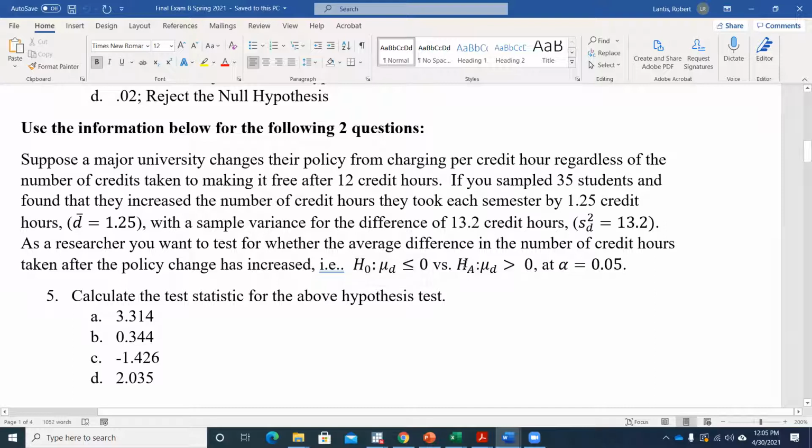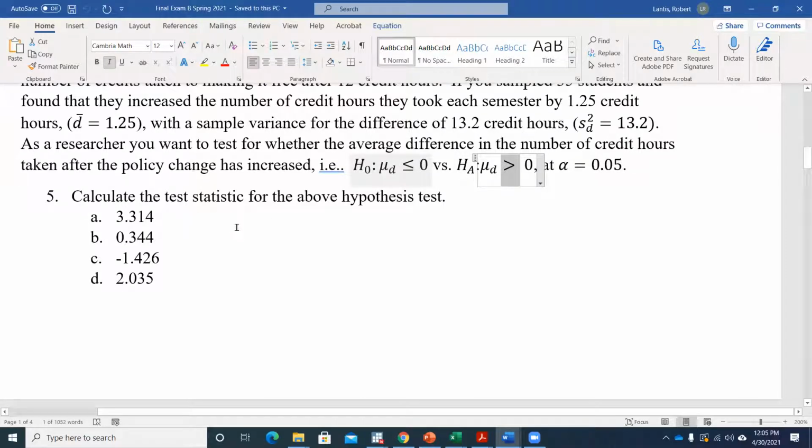So that's our alternative hypothesis. We assume the opposite is true. If we look at our alternative hypothesis, we have a greater than sign, so we have a greater than, or right-tailed, test. So the first question is to calculate the test statistic.